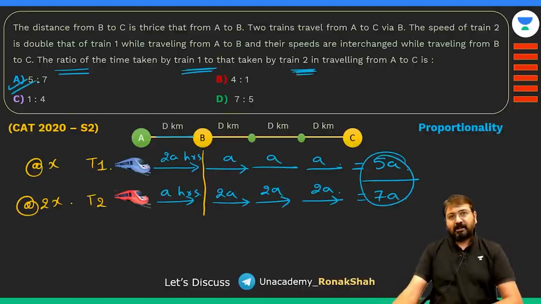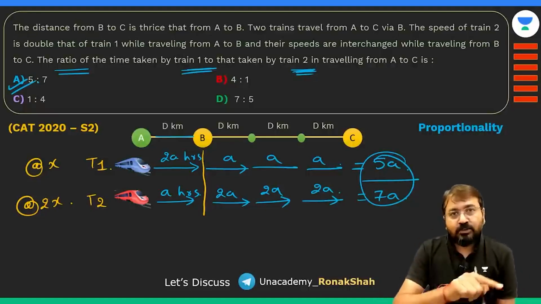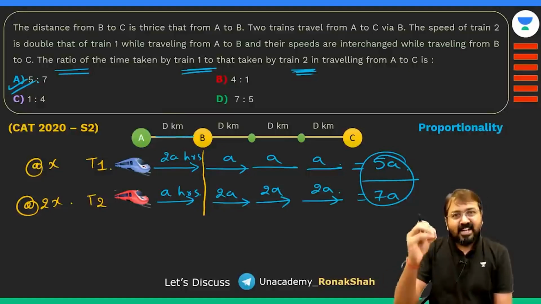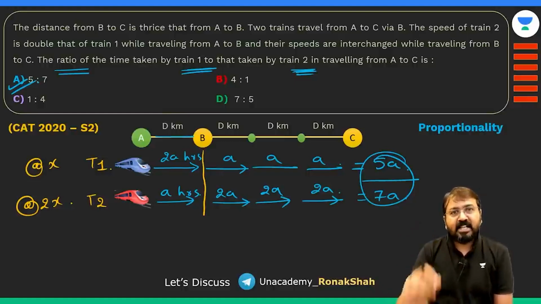How much time did it take? It was from CAT 2020 slot 2 paper, right? So it should have taken hardly 60-70 seconds for you to figure out. And these are the kind of questions that you should be practicing at this point of time.